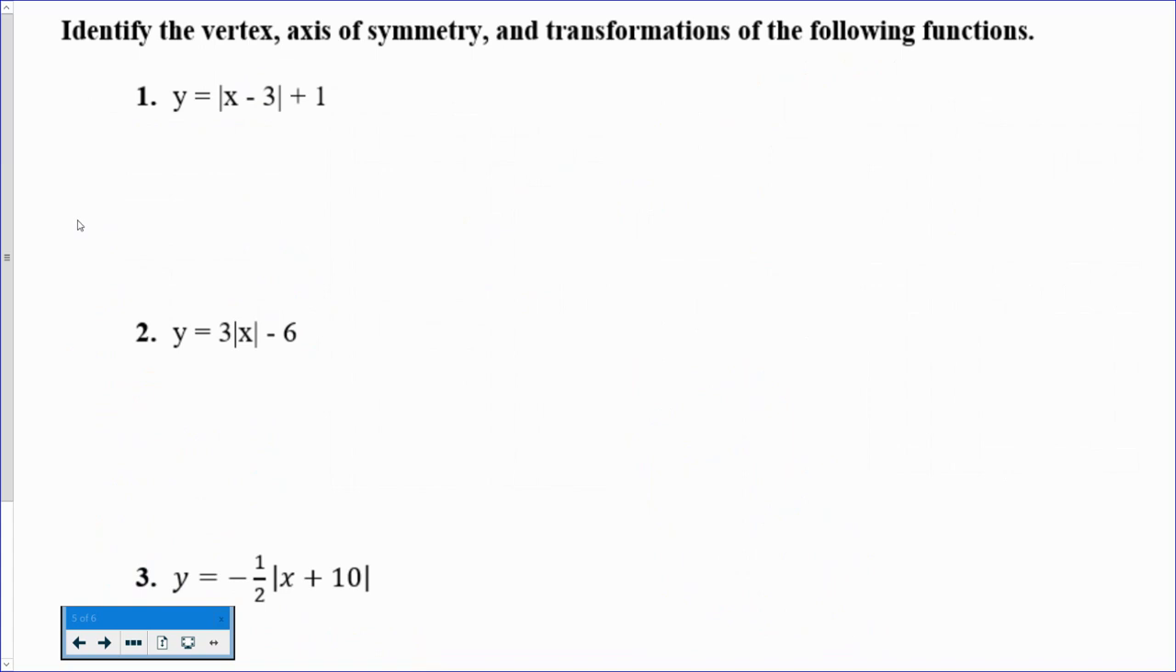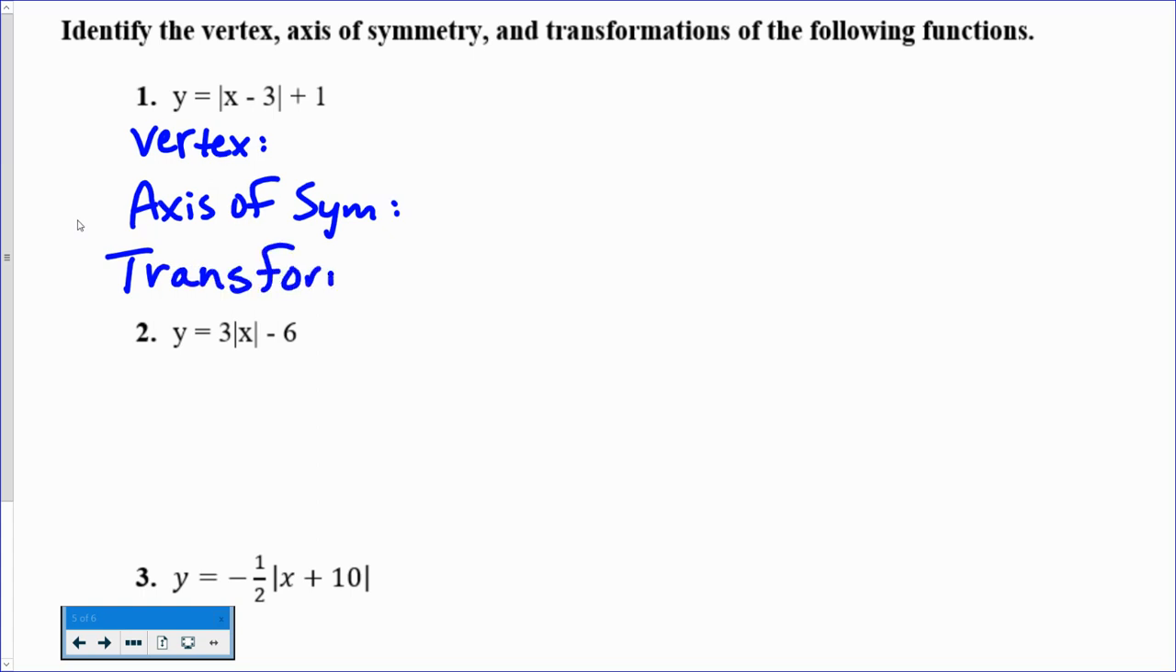All right, so now without graphing, let's try to identify the vertex, that axis of symmetry, and then the transformations of each of these functions. Okay, when we look at them, we want to be able to do this without making a table every single time. You certainly can if that helps you and you're having trouble with that, but the hope is that you could come up with the vertex, your axis of symmetry, and the transformations. Okay, the transformations, I sometimes actually like to do that first.